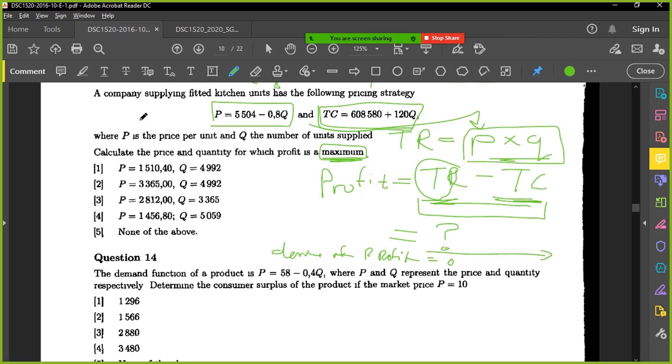The important bit is to take this information and get the right approach. So the correct approach is as we've highlighted it here. Step number 1, get the total revenue. Once we've got the revenue, then we can work out the profit. Once we've got the profit, then we can work out the derivative equals 0 to get the P and the Q for profit when it's a max. Happy? Okay.